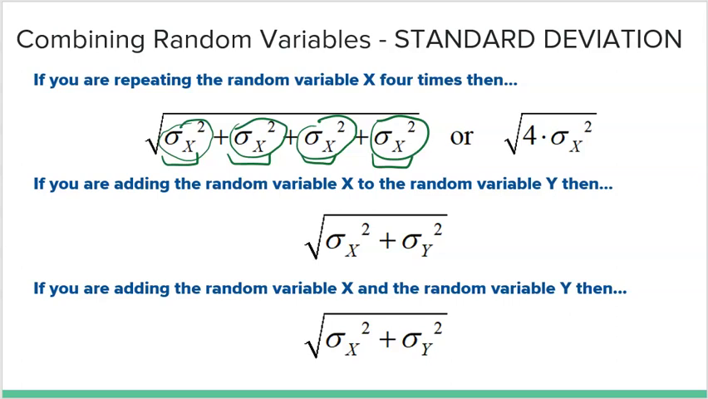Now, one thing you can do to speed this up is take your variance and multiply it by 4, because you have 4 variances, and then take the square root of that.